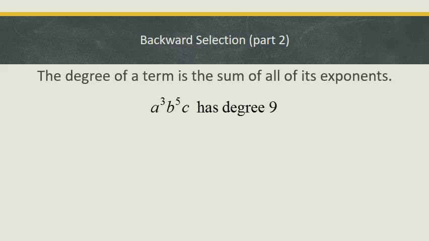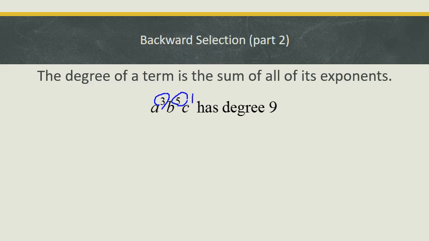I've already talked about backward selection in the multiple regression videos, and all the same rules apply, but we have to add a few new rules now that we've started using higher order terms for our models. First, I need to define the degree of a term. Degree is the sum of all the exponents of variables. For example, the degree of this term is 9, since we would add the powers of 3, 5, and 1.